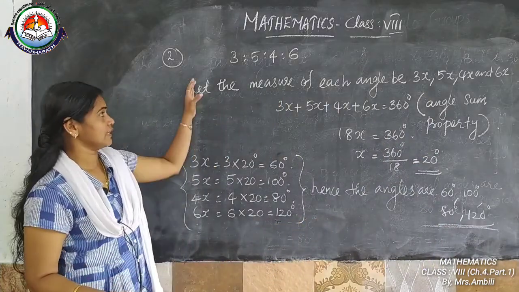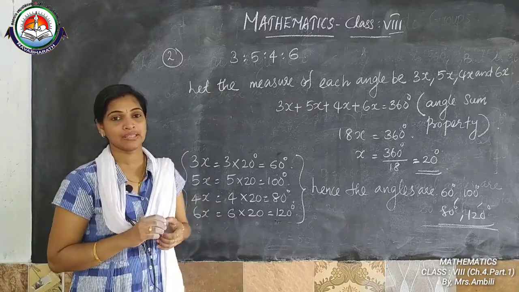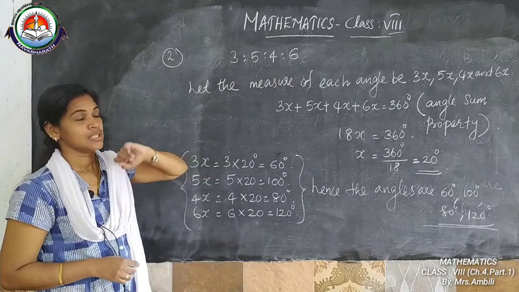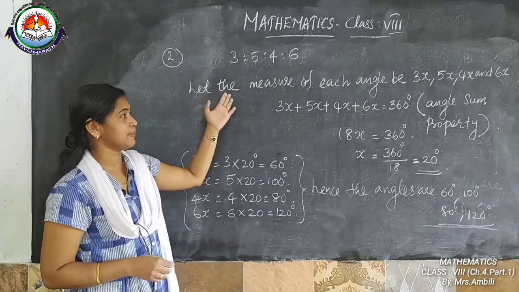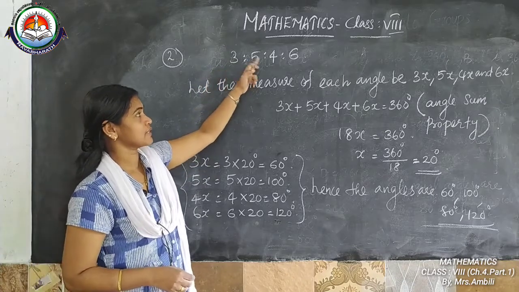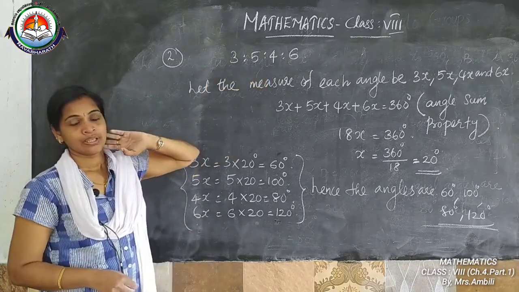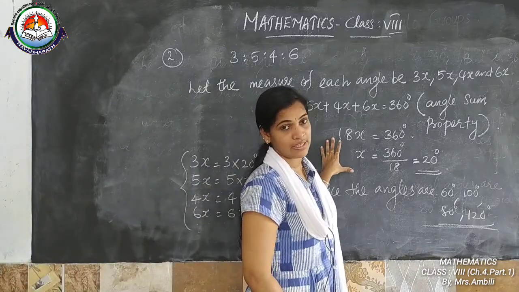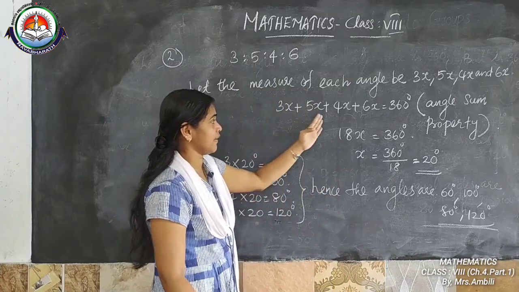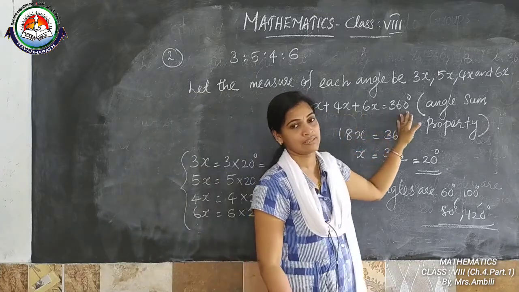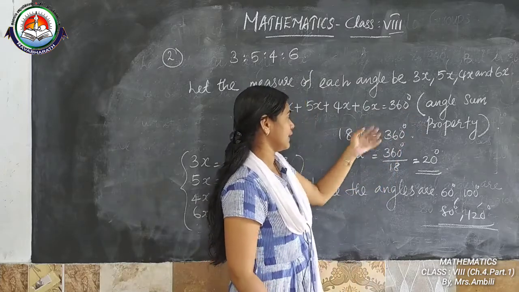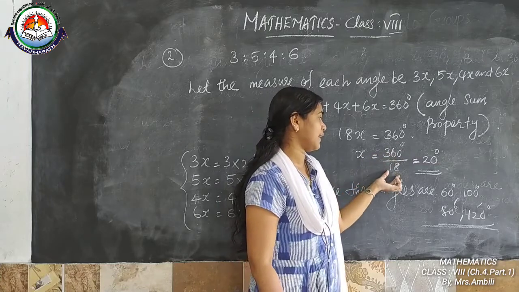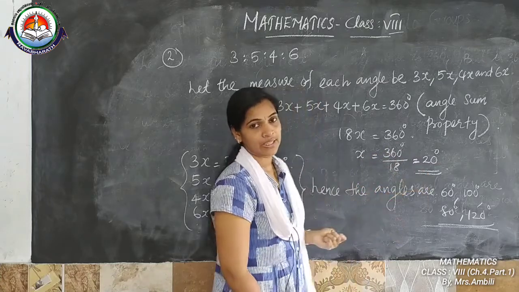Okay, so what is given in the question? The ratio of the angles be 3:5:4:6. Okay, so first we can suppose the angles be 3x, 5x, 4x and 6x. And we know that sum of the interior angles of a quadrilateral is 360 degree. So we can write 3x plus 5x plus 4x plus 6x equal to 360 degree. Okay, so while adding we will get 18x equal to 360 degree. So from that x equal to 360 by 18, that is equal to 20 degree.